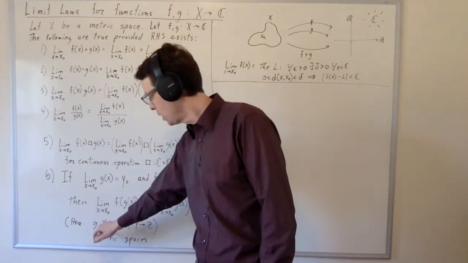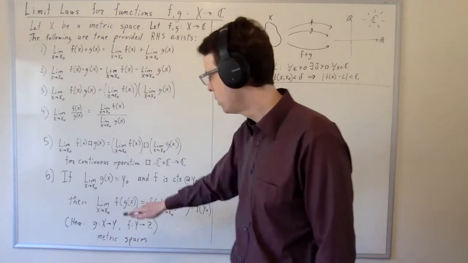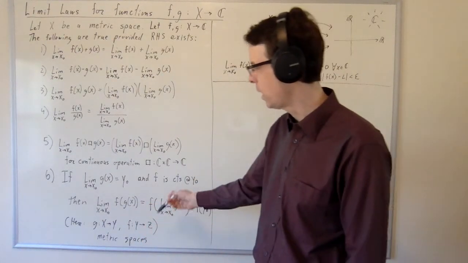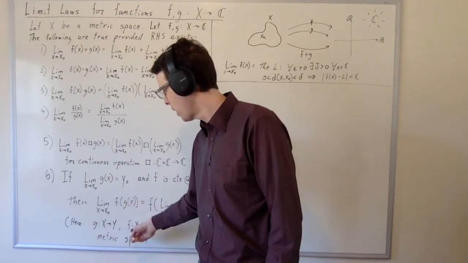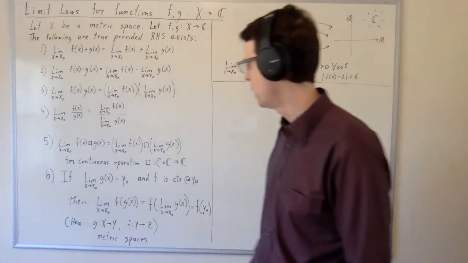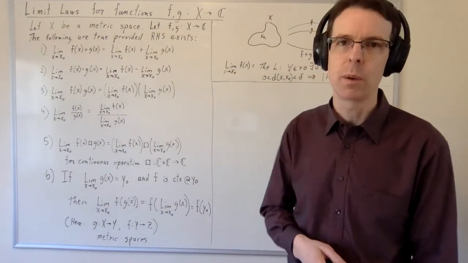So here, the conditions on f and g are basically that they map from metric spaces, and the metric spaces are chosen conveniently so that they can actually be composed here, right? g goes from x to y, and then the domain of f has to be the codomain of g. And they have to be metric spaces so that it makes sense to talk about limits.